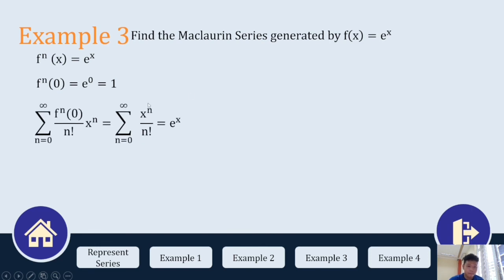So this is the formula of the Maclaurin series. We just have to plug the values in, and we get f of x equal to 1 plus x plus x squared over 2 factorial plus x cubed over 3 factorial plus x to the power of 4 over 4 factorial plus x to the power of 5 over 5 factorial plus and so on.